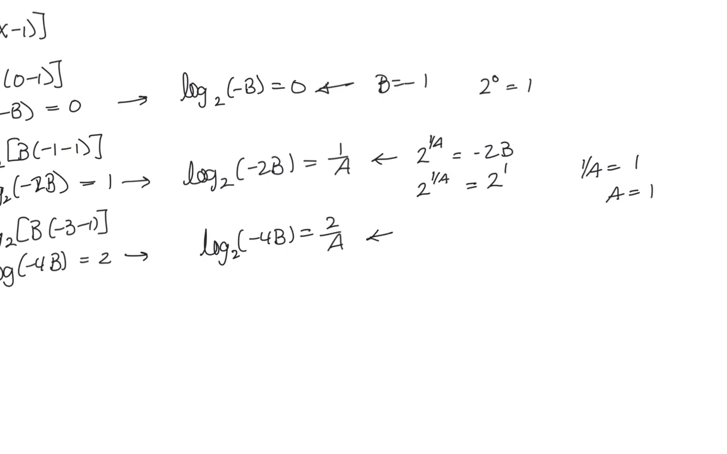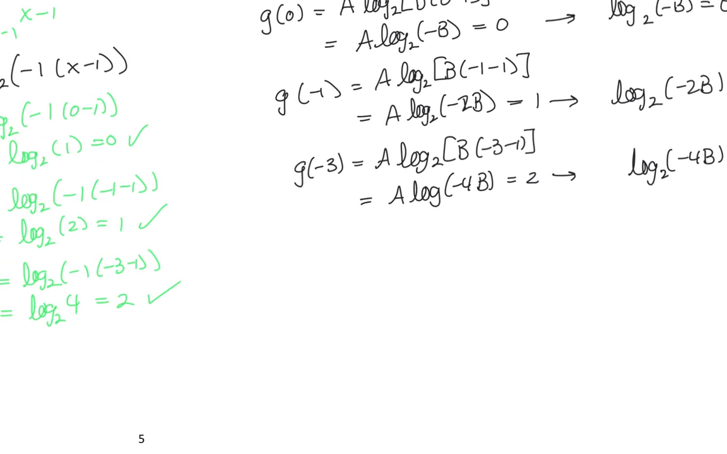Similarly, I'm going to have 2 to the 2 over a is equal to negative 4b, but b is negative 1, so 2 to the 2 over a is equal to positive 4. So 2 over a is equal to 2 squared, so 2 over a is equal to 2, which means a also equals 1. So I can do it algebraically as well.